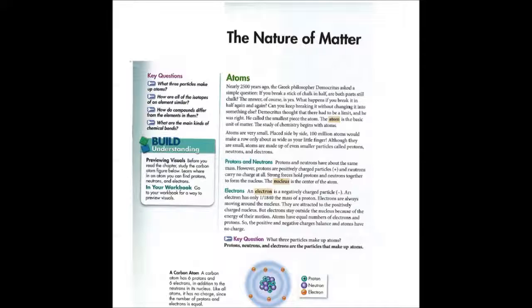Electrons. An electron is a negatively charged particle, minus sign. An electron has only 1/1,840 the mass of a proton. Electrons are always moving around the nucleus. They are attracted to the positively charged nucleus. But electrons stay outside the nucleus because of the energy of their motion.